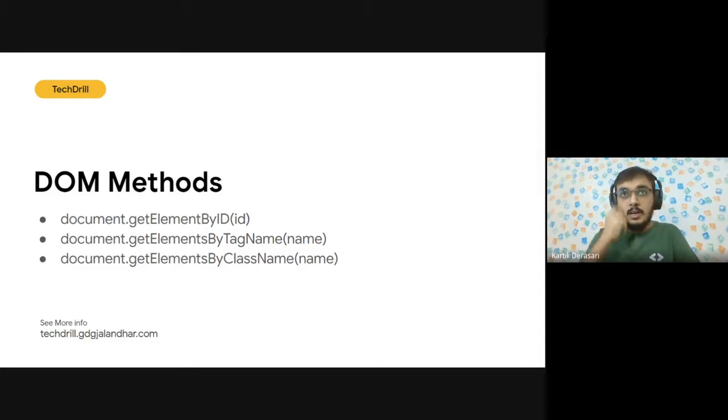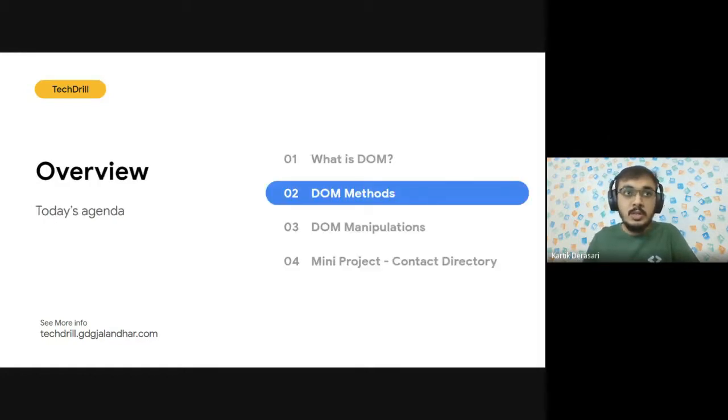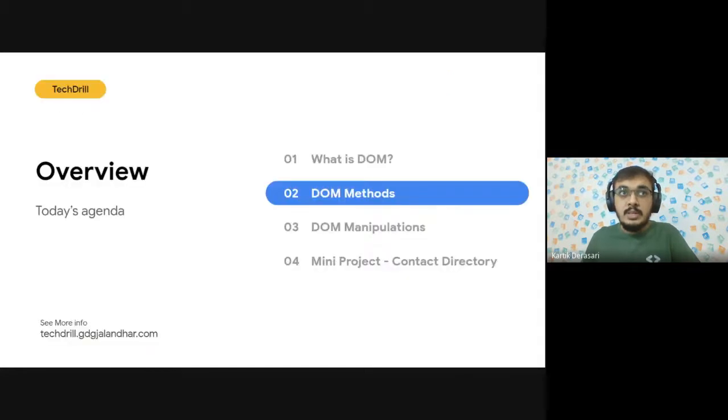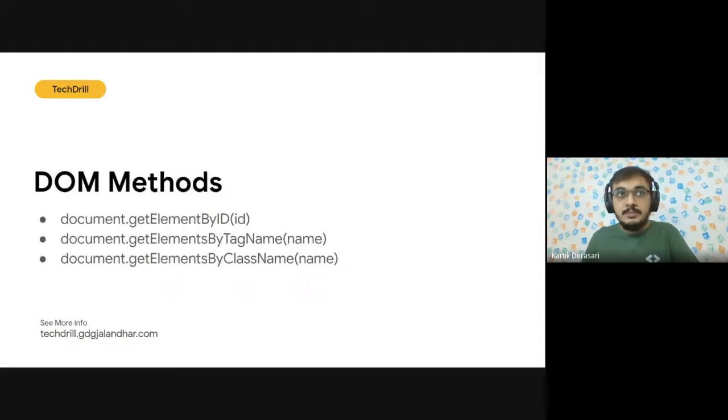Methods are the generic way of calling functions, and here the document object represents your whole web page. Also in the DOM object tree, we see that document is at the topmost level. So inside that we have different methods. We generally use the document first in every statement when we want to manipulate HTML.